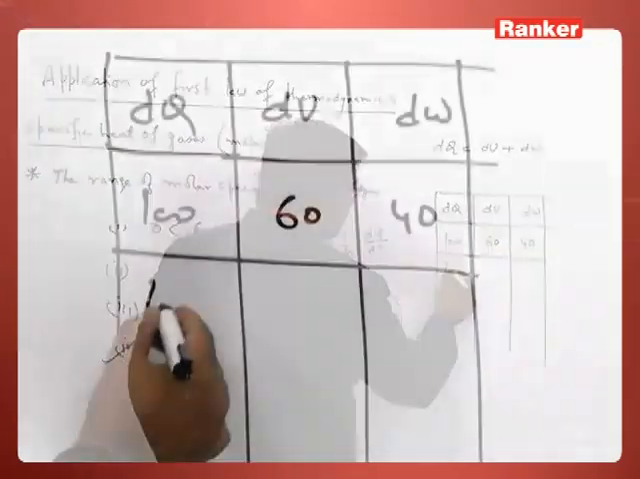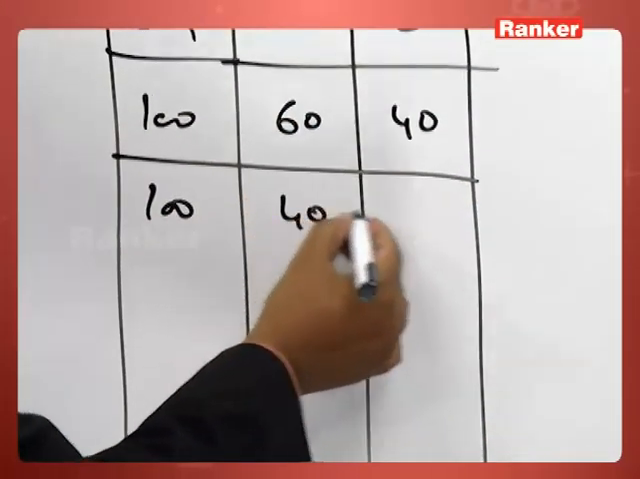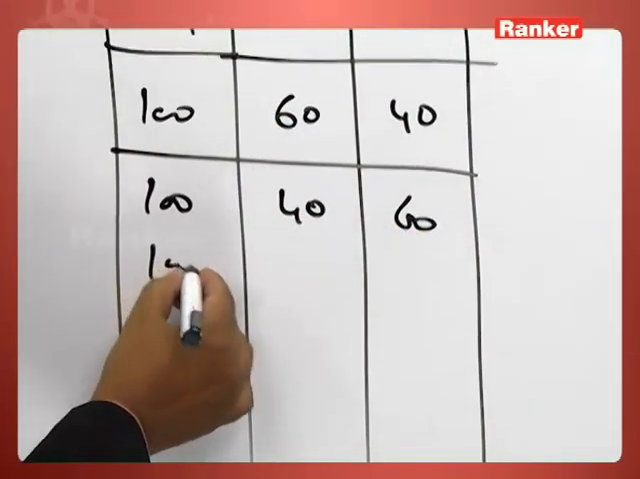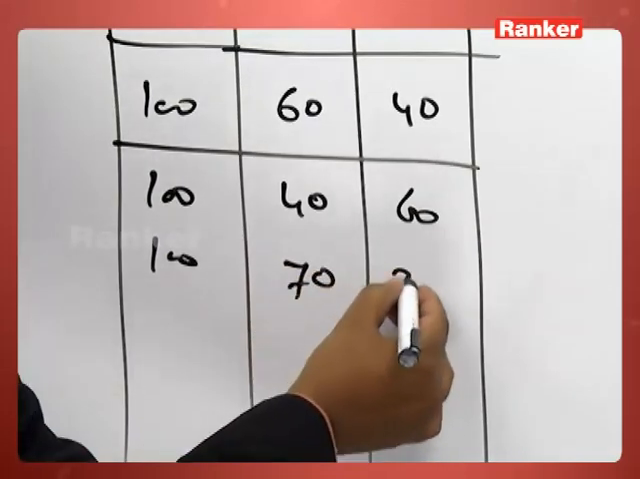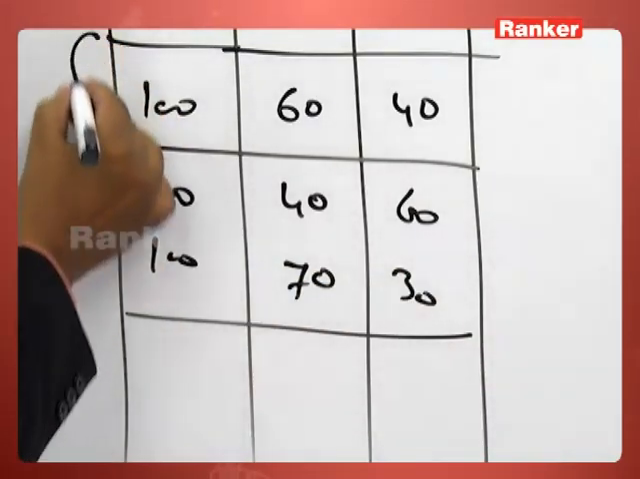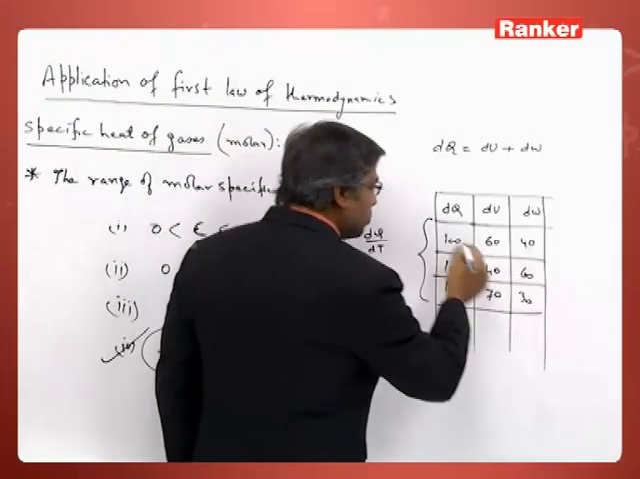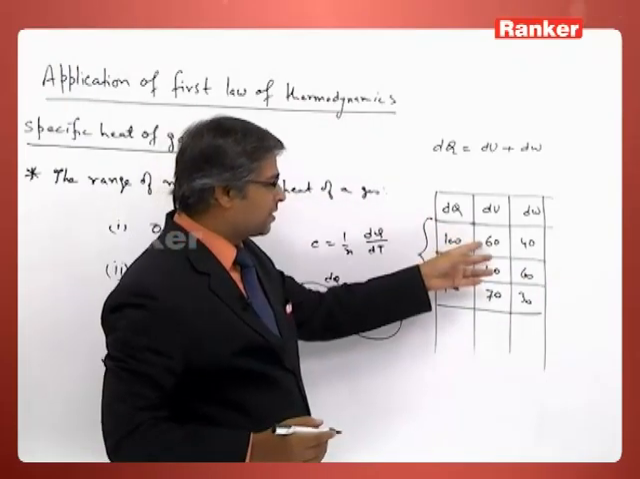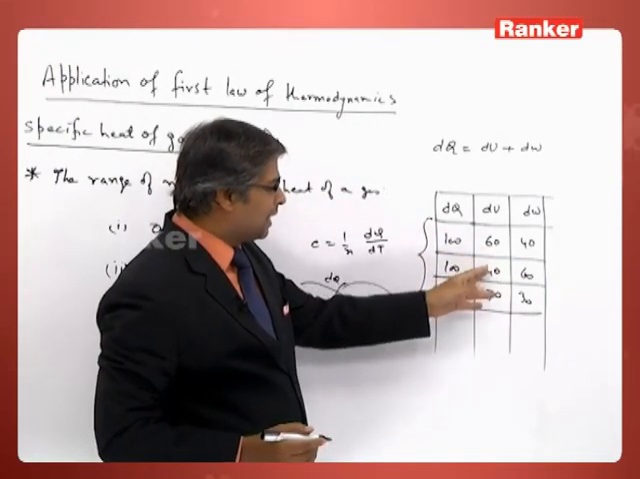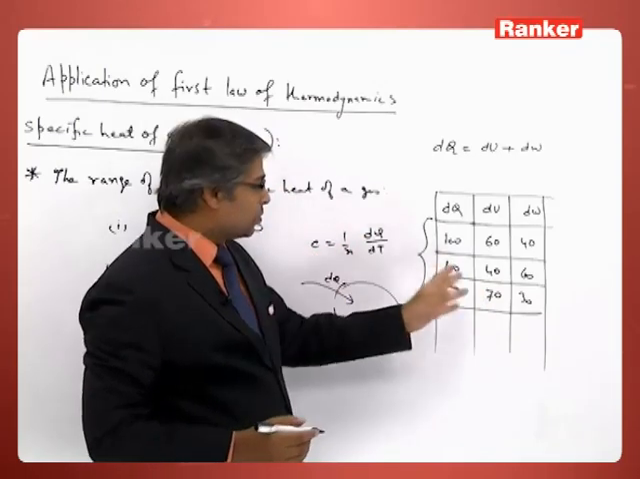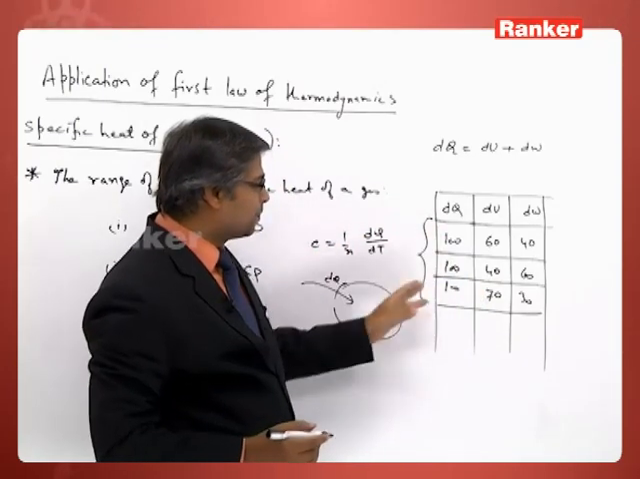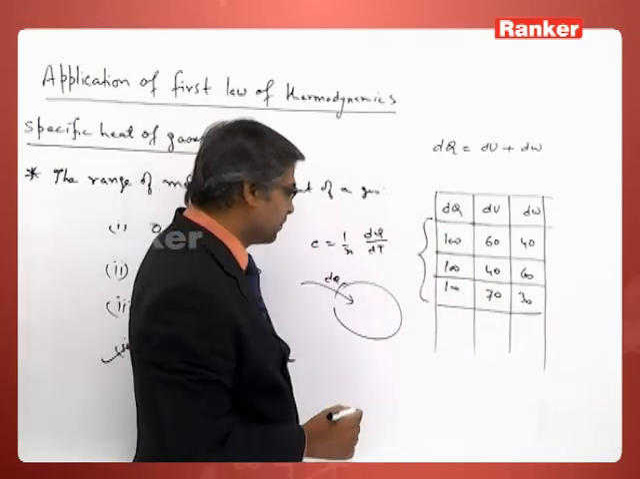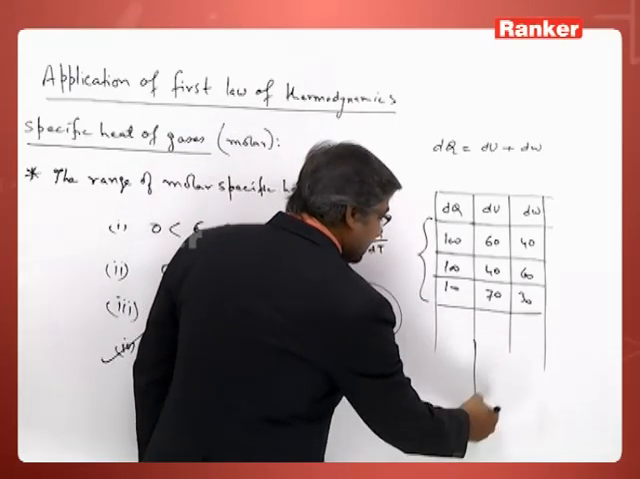Next, another possibility is that you give 40 and 60. Then it is 70 and 30. So there are many combinations possible. In all these processes, you see delta U is positive, so the specific heat in all these processes is positive. But other possibilities are also there.